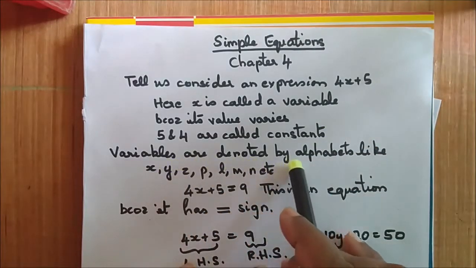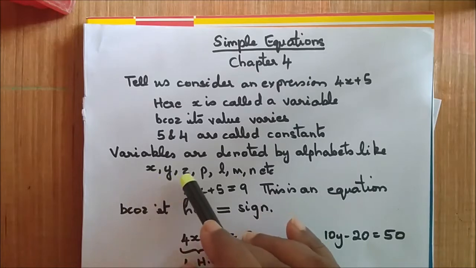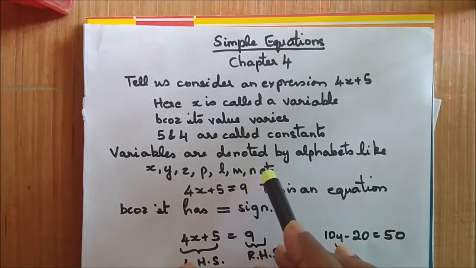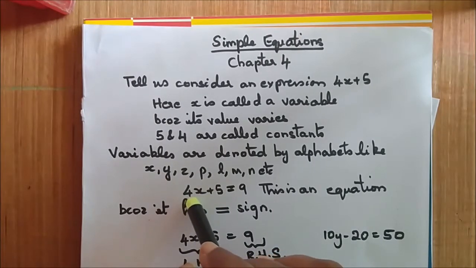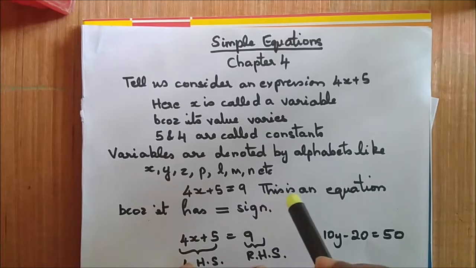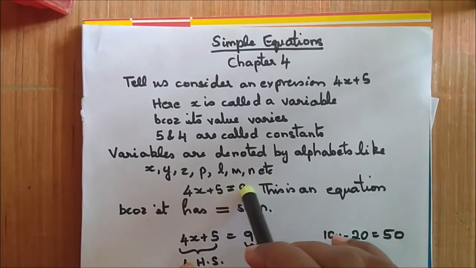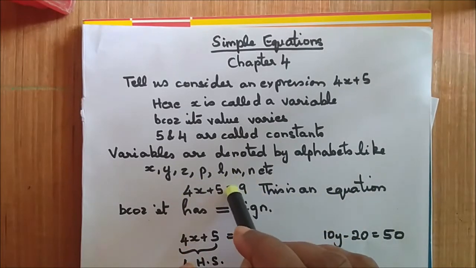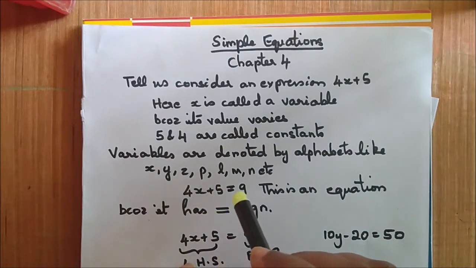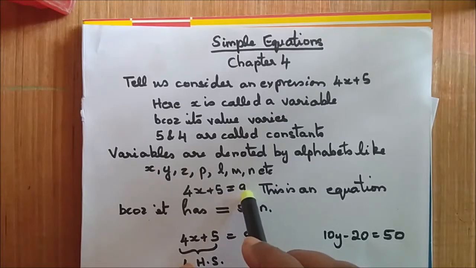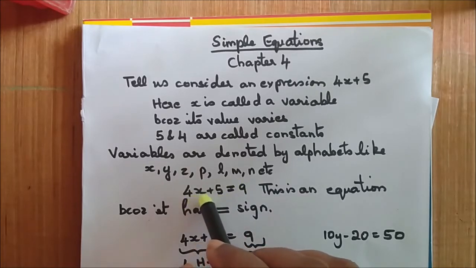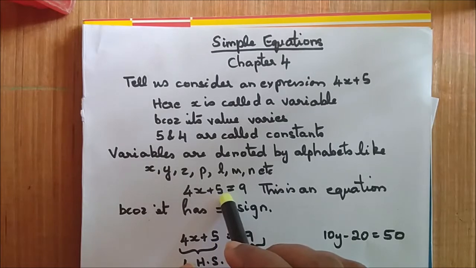Usually variables are denoted by alphabets like x, y, z, p, l, m, n, etc. Okay, now let us take this equation 4x plus 5 equals 9. This is an equation. Why do you call this an equation? Because we have the equal to sign here. That is, this expression is equated to 9 on the right hand side. Here 4x plus 5 is called the expression on the left hand side or the LHS.